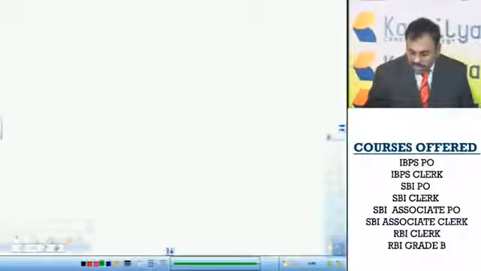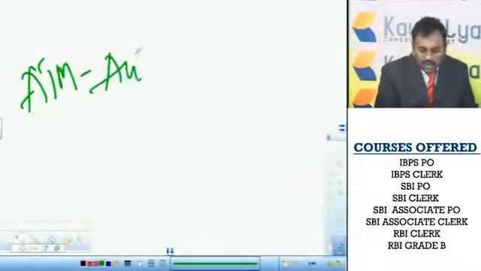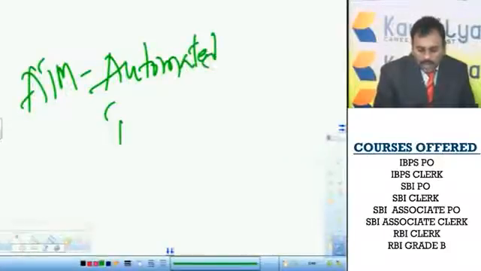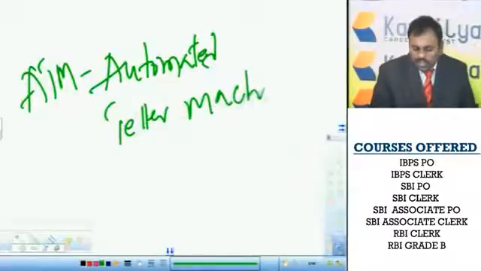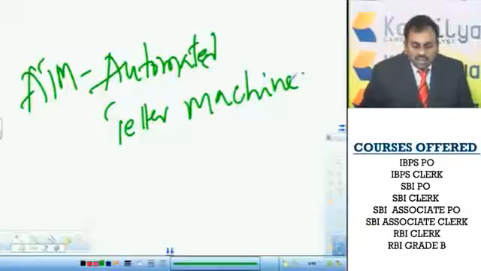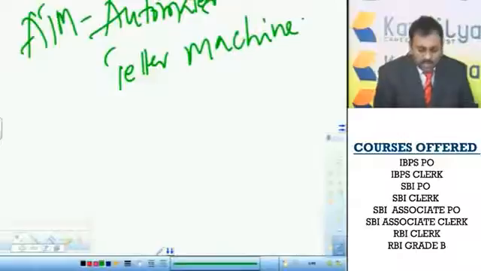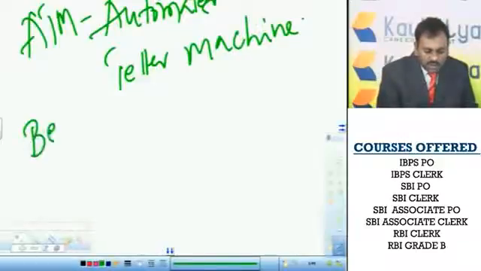Automated teller machine. What does ATM stand for? Automated teller machine. So this is very simple. Can you please tell me what the benefits of an ATM are? Benefits, or advantages, you can call them.